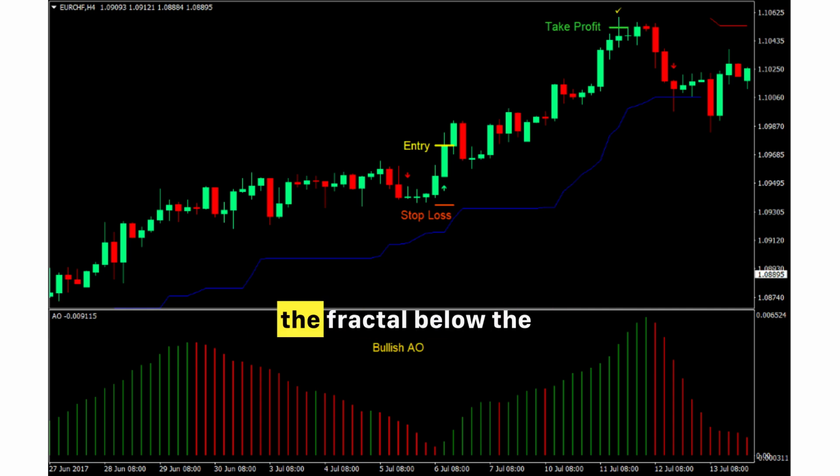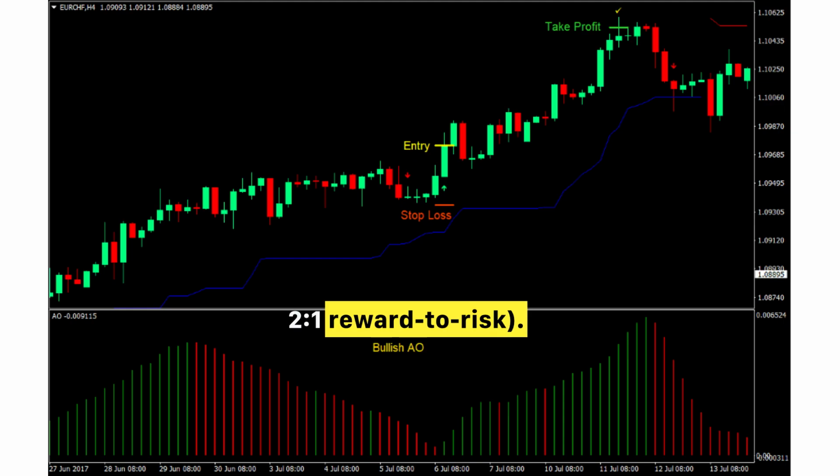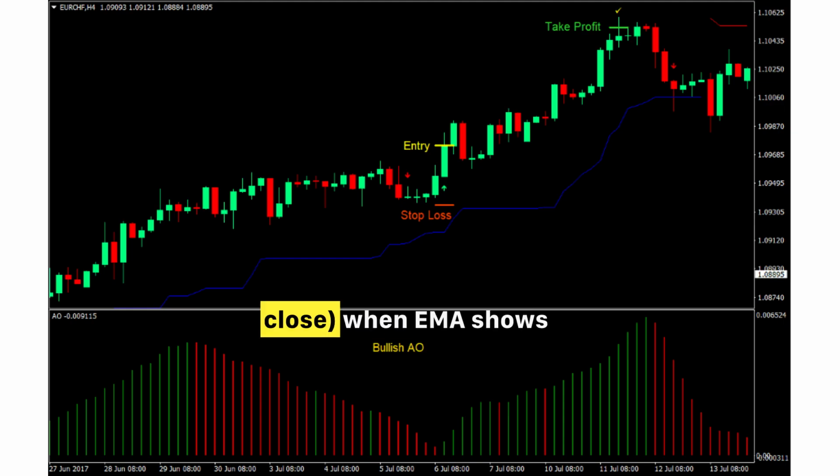Place stop loss at the fractal below the entry candle. Take profit: set it 2 times your risk, i.e. 2 to 1, reward to risk. Exit early or close when EMA shows a down arrow.